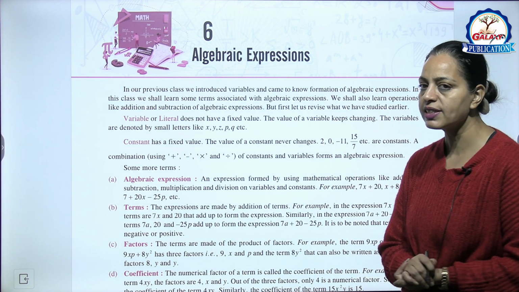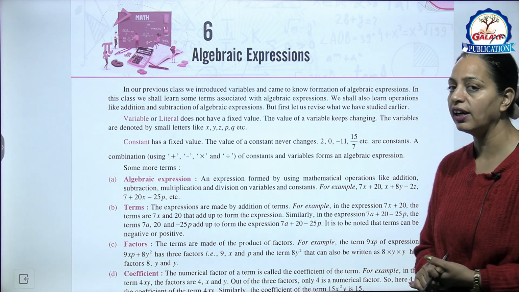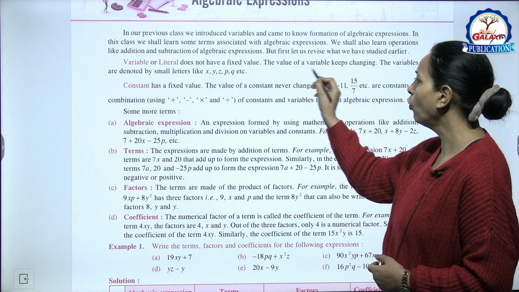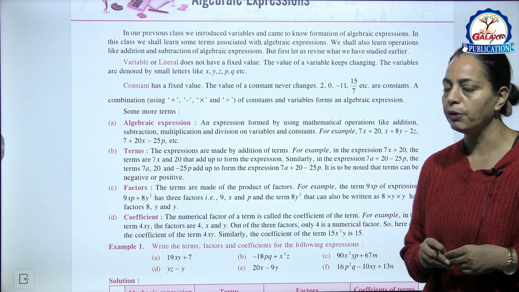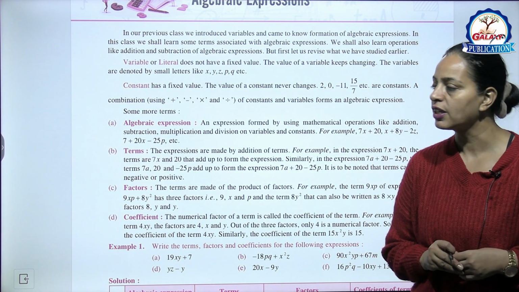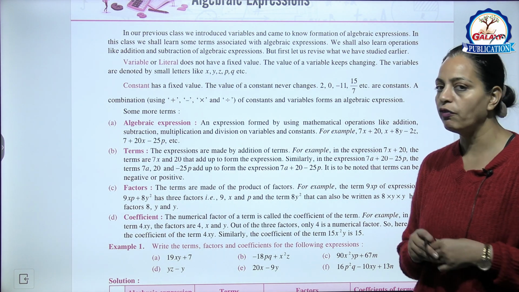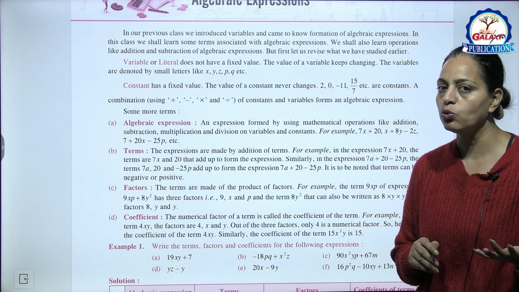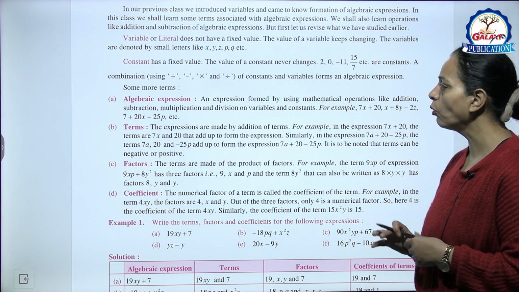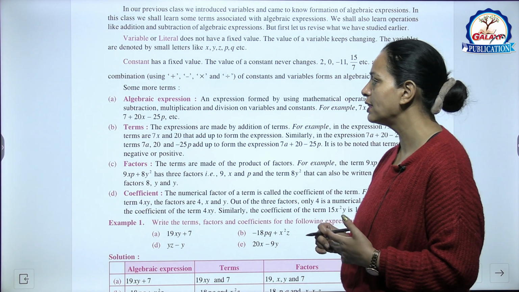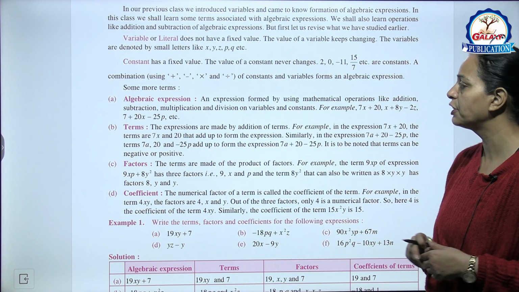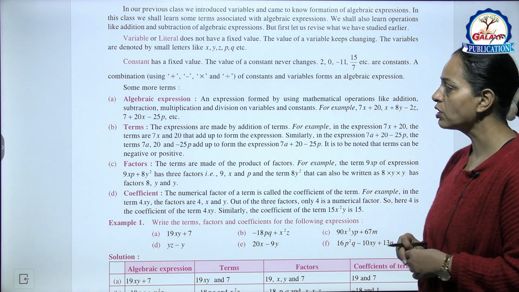But first, let us revise what we have studied earlier. Variable or literal does not have a fixed value. The value of variable keeps changing. The variables are denoted by small letters like x, y, z, a, b, c. Constant has a fixed value. The value of a constant never changes, like 2, 0, minus 11. These all are constants. Now a combination using plus, minus, multiply and division of constants and variables forms an algebraic expression.